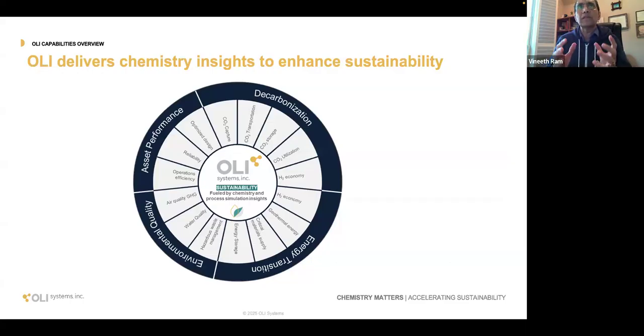Very quick view. Sustainability in essence is sort of what we do at OLI. We have been thinking about asset performance and environmental quality for many decades now, and our solutions have been enhancing them, and we've been rapidly shifting to decarbonization and energy transition, and we've been looking at a number of things in that area as well.